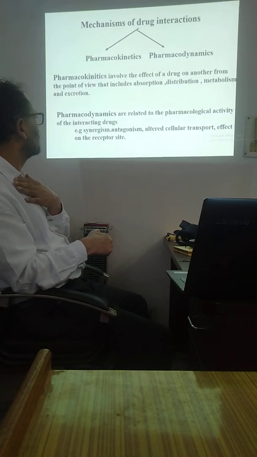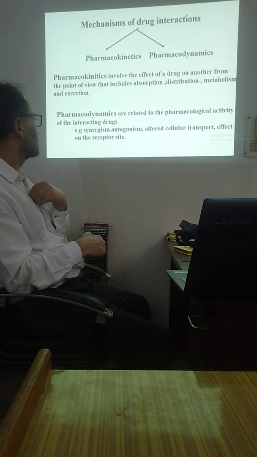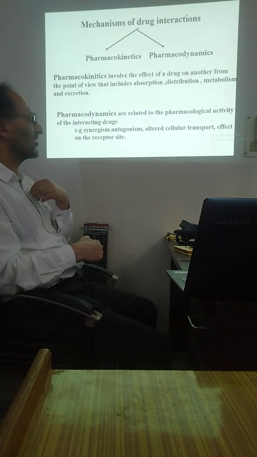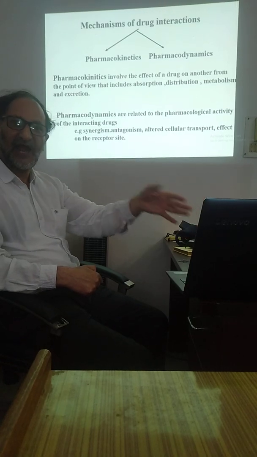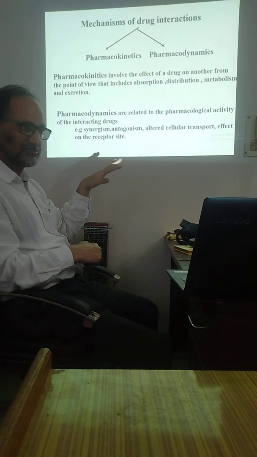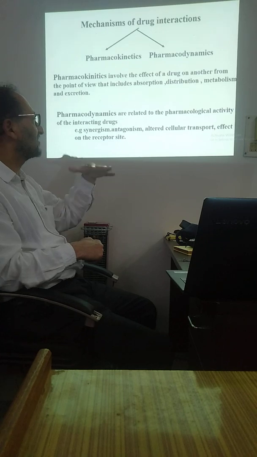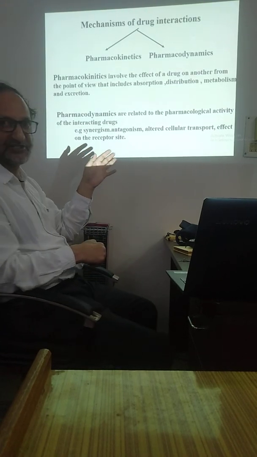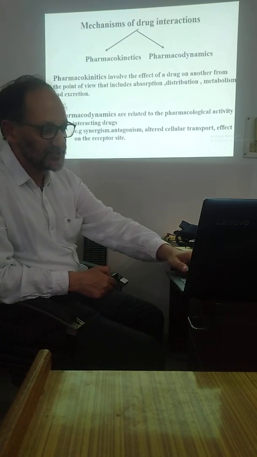And then pharmacodynamics is the pharmacologically active effect of the interacting drugs. There is synergism, antagonism, altered cellular transport, effect at the receptor site. So the pharmacodynamic interaction is that at the effector site, at the receptor site, it synergizes, it potentiates the effect, or it is additive, or antagonism, or it alters the transport mechanism, or it affects the receptor site. So for dynamics and kinetics, we have to keep the two concepts separate.